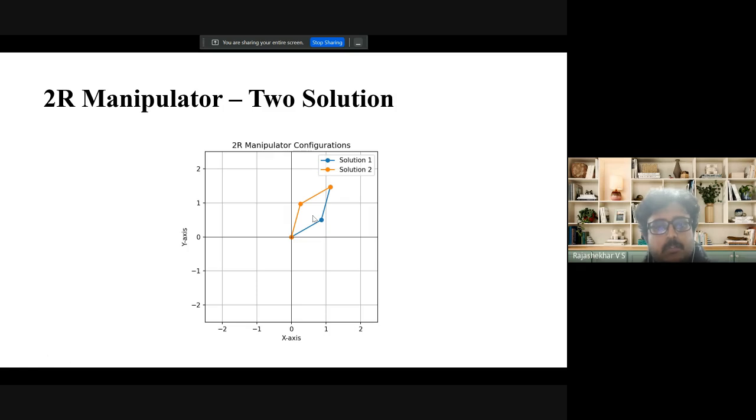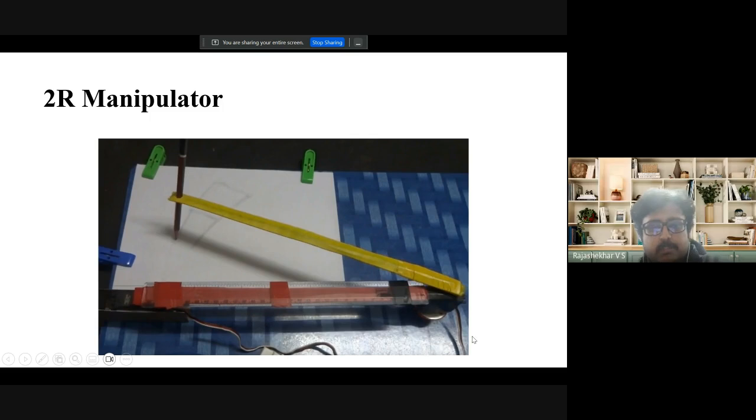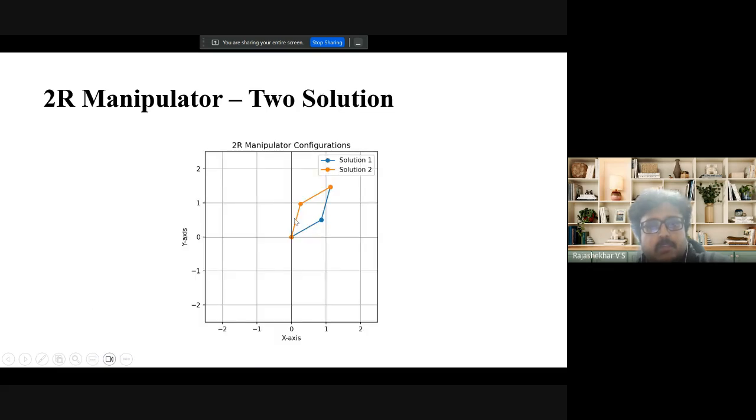Can you repeat, sir? Actually, this robot has two links. This is fixed to the ground. This rotates over here; there's a motor over here. This is fixed to this, so this is the end, and this is the origin. Whatever I showed before, this blue color is one solution, and the orange color is another solution. To reach this point, you can either use the blue solution or the orange solution.